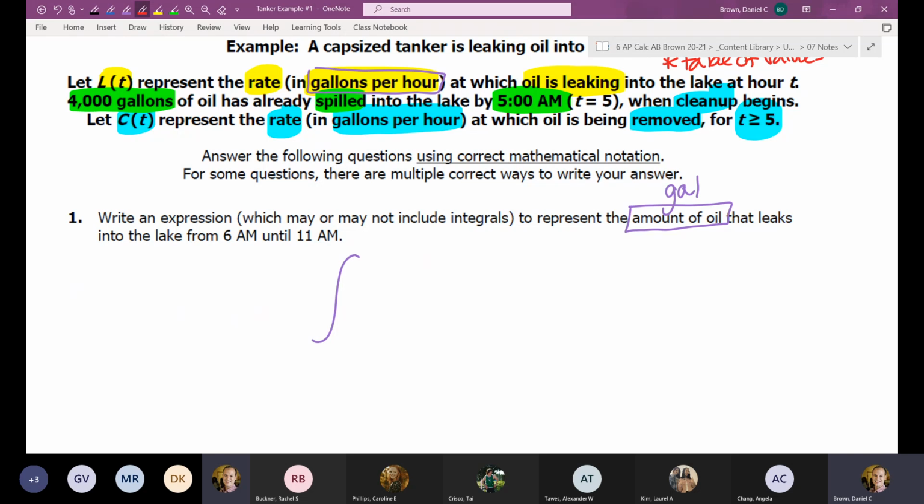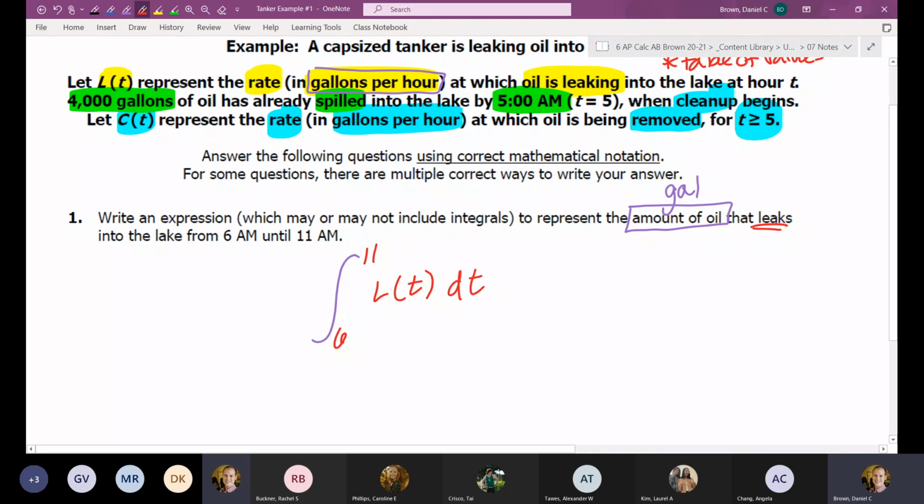I see in this problem that we have 6 a.m. to 11 a.m. Where do you think those numbers are going to go? On the integral sign, right? So we're integrating from 6 to 11. I will say for these problems, often we're going to put time on the integral sign because time is going to be our independent variable. Which function are we going to be integrating? L of T. So we're talking about how much oil has leaked. So we are integrating L of T. It is an integral, so make sure we put dt at the end of that.